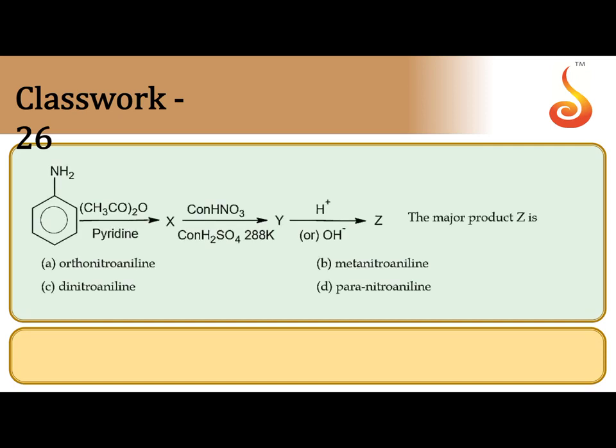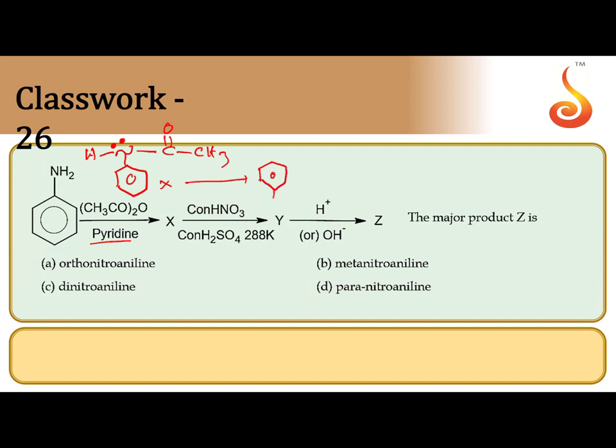NH2 undergoes acylation in the presence of pyridine. NH2 undergoes acylation at NH. In place of 1 H, COCH3 is attached. So this is X. X on nitration, this is relatively weak donating group. This is weak ring activating group. That's why nitration occurs at ortho position or at para position. Para position is main one.